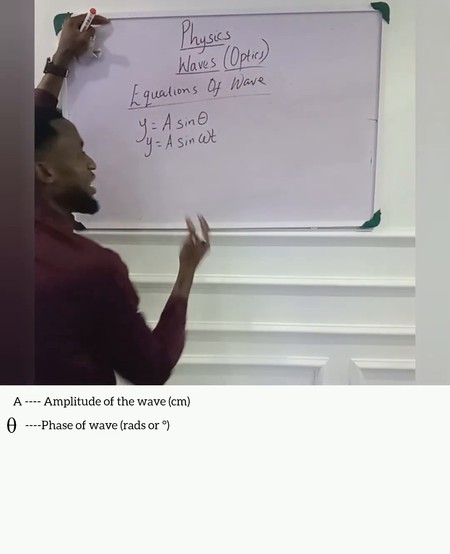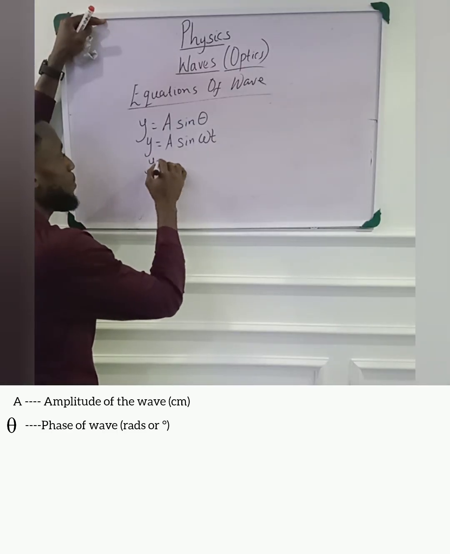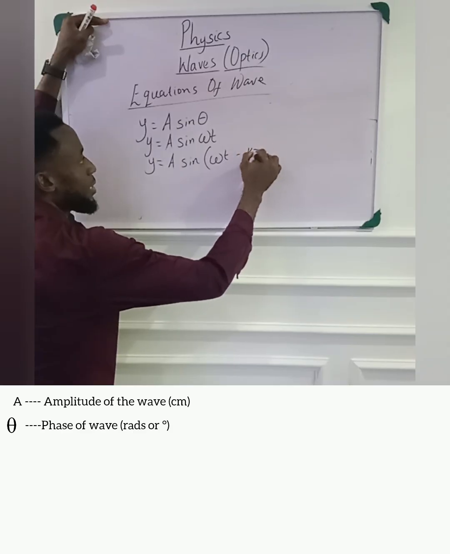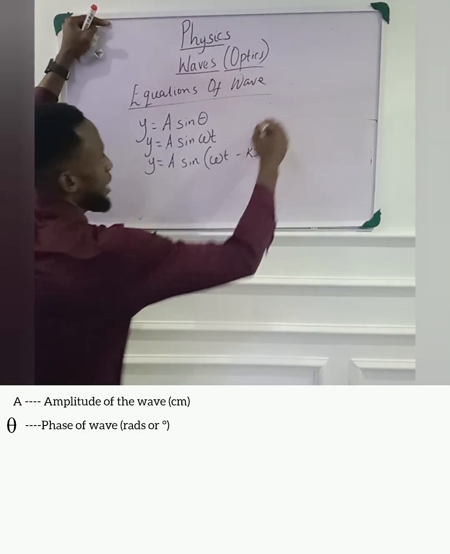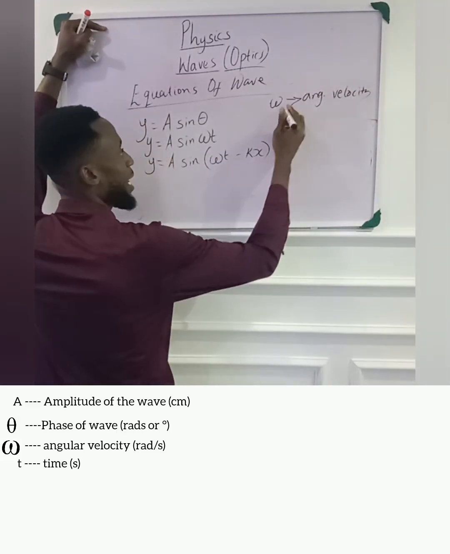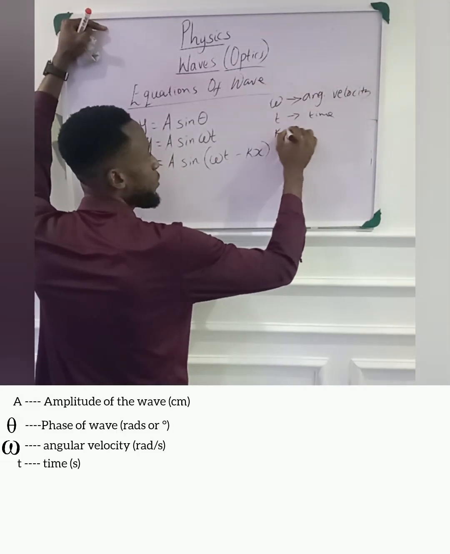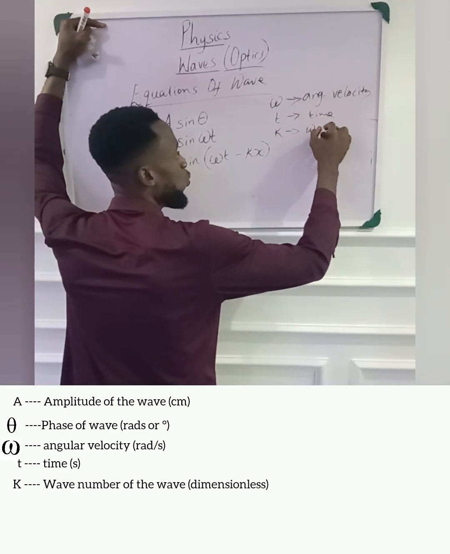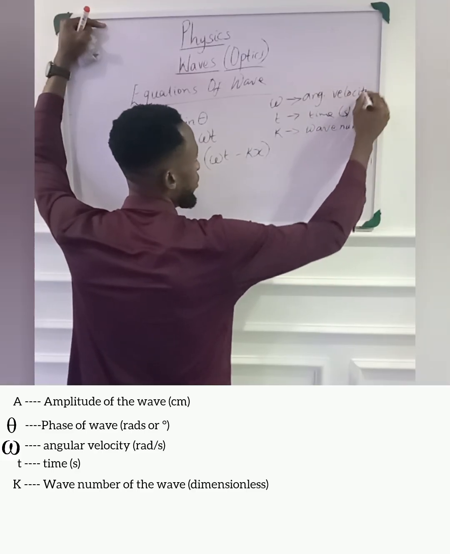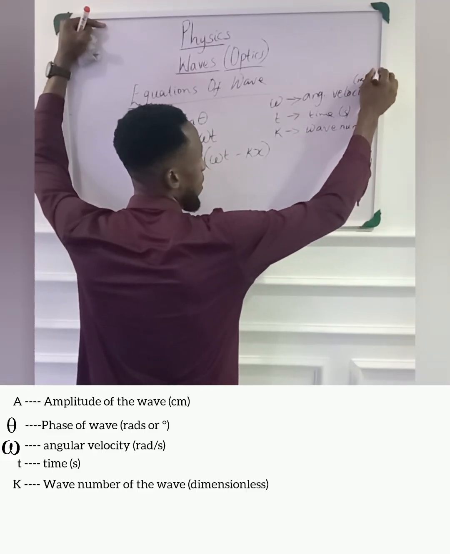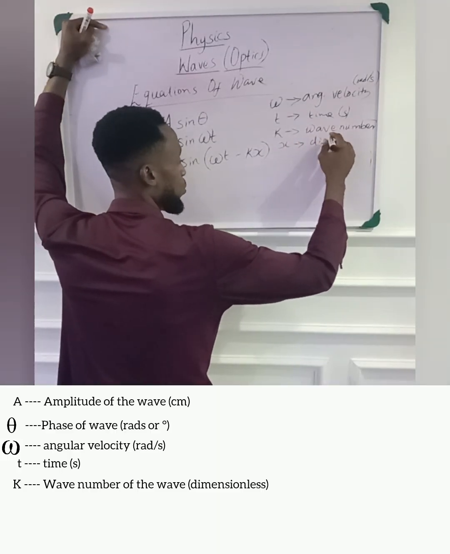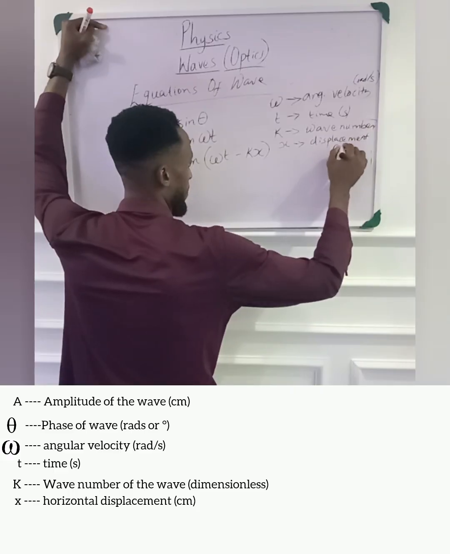But other times when phase difference is involved, the formula now becomes y equals A sine (omega t minus kx). What is omega? We already know that one. Angular velocity, t for time, of course. K is a new value you are not familiar with, which is what we call the wave number. It has no unit. Time is in seconds. Angular velocity is radians per second, but wave number is just a number. X, of course, means displacement in the horizontal. The unit is, of course, cm.